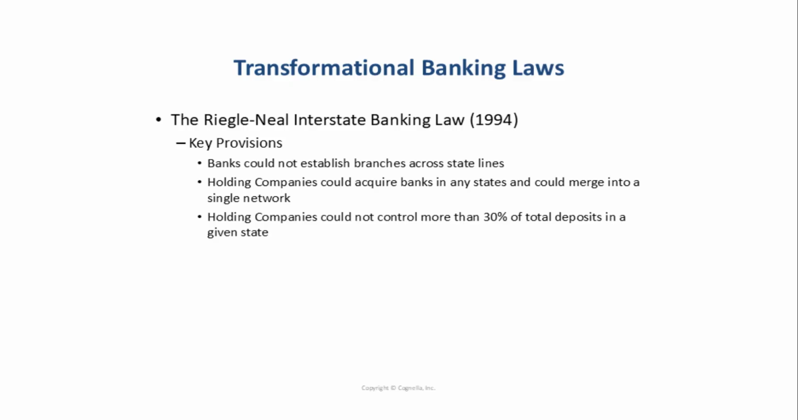But the law also included safeguards to help prevent over-concentration. One rule was that no single holding company could control more than 30% of total deposits in any given state. That limit was designed to keep competition alive and prevent one bank from completely dominating a state's banking market. So in short, the Riegle-Neal Act enabled the national-scale banking system that we have today while still placing some guardrails on market share.